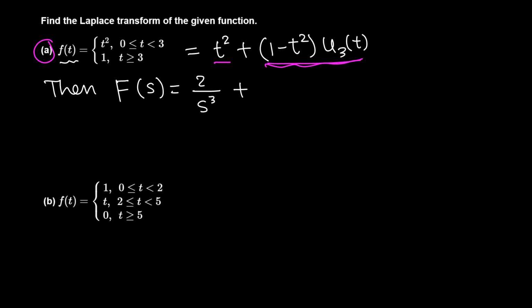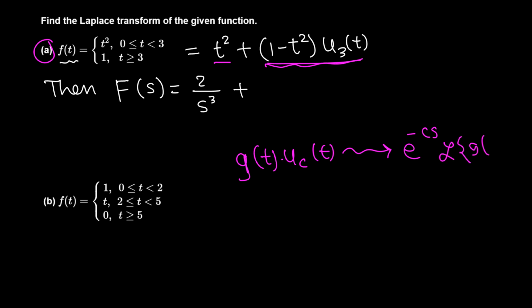Look at the table and you have the following formula. When you have some function, let's say g(t), times the unit step function u_c(t), and you find the Laplace, this u_c(t) gives e raised to negative cs, but this g(t) becomes Laplace of g(t plus c). We need to shift this by plus c. So let's apply this to our problem here.